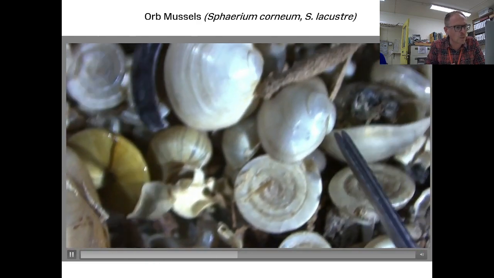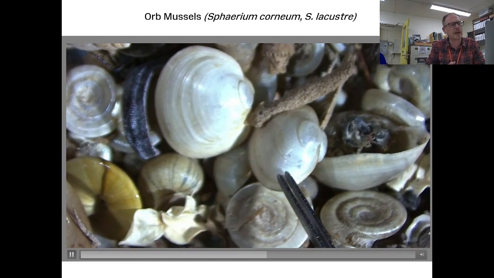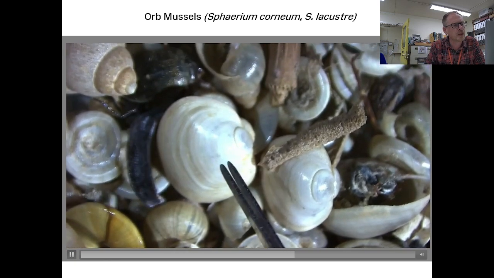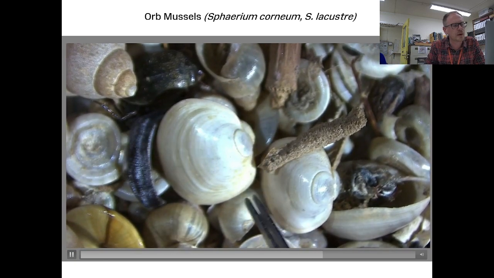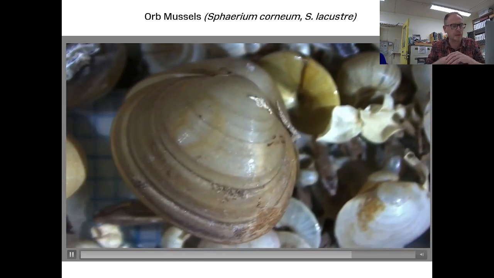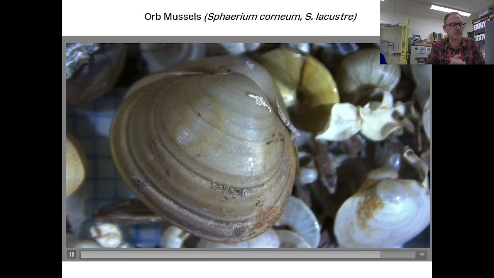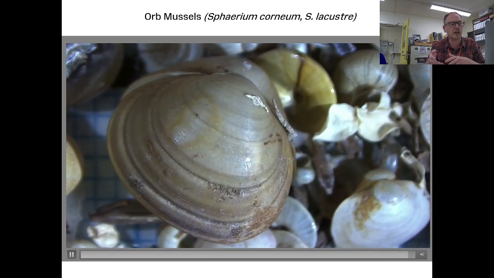These are some smaller ones with a kind of little cap on the end of the shell, if you can see what I mean by that. That's called the umbone of the shell, that little area. But that's another distinctive one. That's what's now called Sphaerium lacustre, which is a lake orb mussel. And those two species are fairly chunky, fairly distinctive, so not too difficult to deal with. You wouldn't find them in the same habitat as Conventus, though.